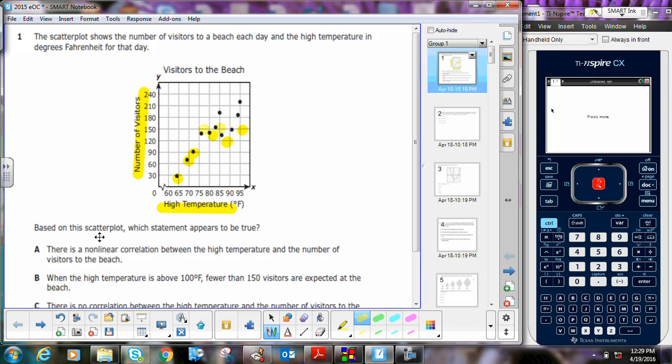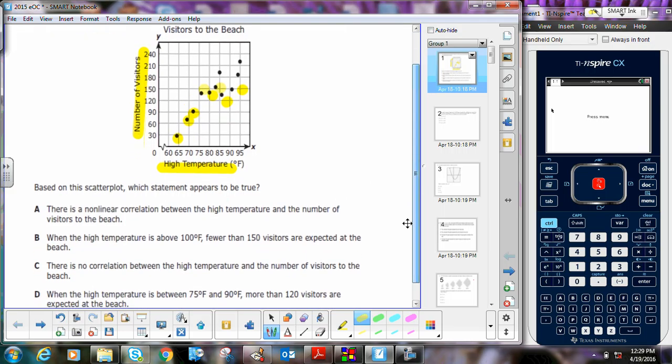Based on this scatter plot, which statement appears to be true? So let's see the statements. Typically, correlation questions are easy to answer. This is a non-linear correlation. So we know this is wrong, because if you see here, all these points fit almost in one line. Yes, this is a linear correlation.